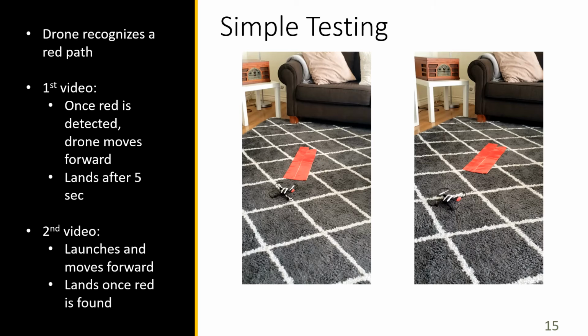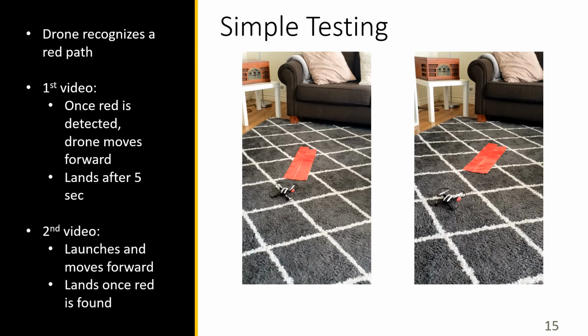Continuing, we needed to check if image processing was working properly on our drone. To do this, we tested the drone's response to finding and detecting a path in 2 separate ways. In the first video on the left-hand side, the drone is commanded to launch 2.9 meters and it will begin to move forward. When it moves forward, it's looking for a red color beneath it and its path. Once that path is seen, 5 seconds will pass and the drone will then land.